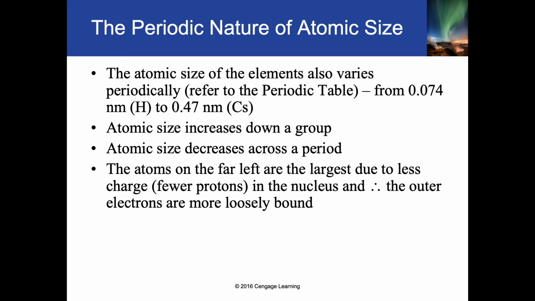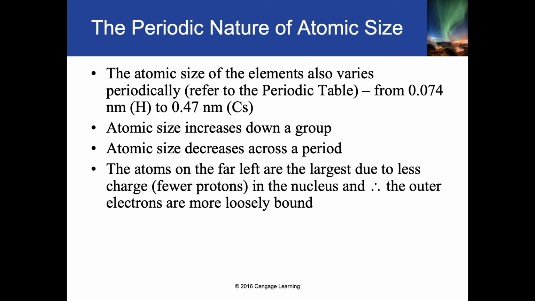Anyway, the atomic size of an element also varies periodically in the periodic table, from 0.074 nanometers, which is hydrogen, to 0.747 nanometers, which is cesium. So right there's hydrogen at the very top, and there's cesium at the very bottom. As you go down the periodic table, the atoms get bigger, which makes sense because as you go down the periodic table, you get more and more electrons.